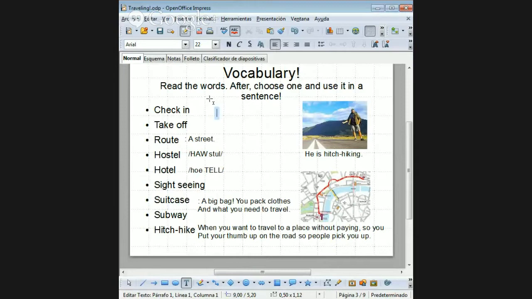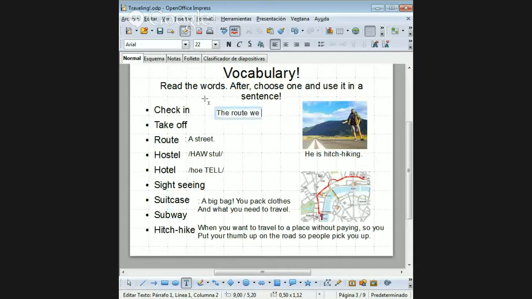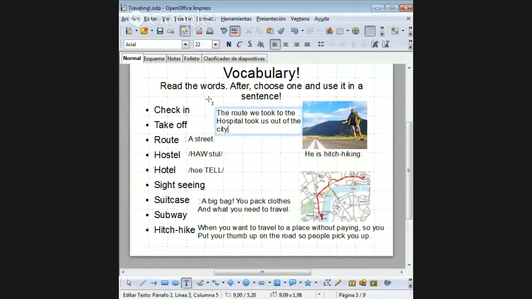So you can say like Route 66 is a road. So it's like Road 66. But in this case, it's like specific directions. Like the route we took to the hospital took us out of the city and then back in. So it's like a series of roads is a route. So it's like this picture describes a route. So this is a route from point A to point B. So it's not just one road. It's like the directions from one place to another is a route. Okay. From one place to another. Hopefully that makes sense.